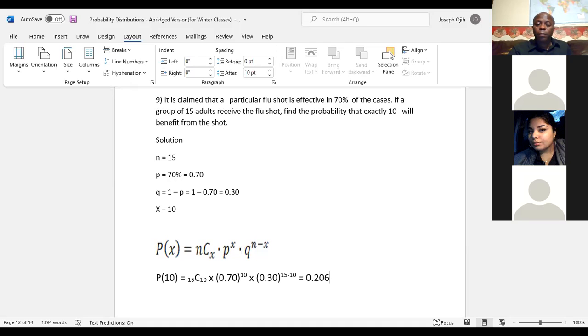Can you show us how to use the table again? Yes. This N is 15. Whatever you use, you only need the N, P, and X. So our N is 15, our P is 0.7, our X is 10. The table uses r instead of X. So you go there.